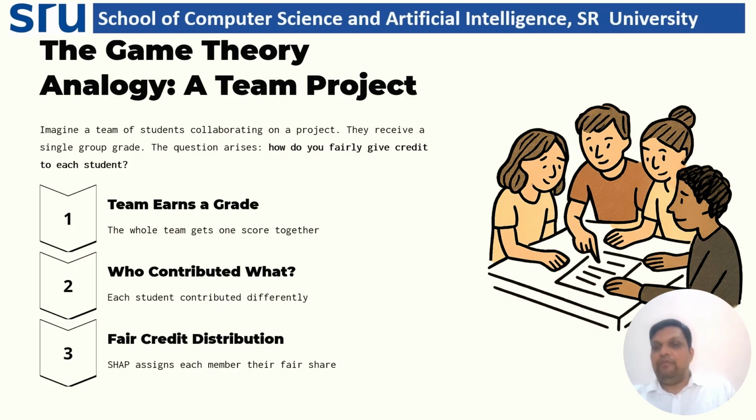In other words, we can say, imagine a group project. The team gets one final grade, but who contributed what? SHAP solves this by assigning fair credit to each participant. In AI, the team is the features, the grade is the prediction, and SHAP is the fair distribution of contributions.